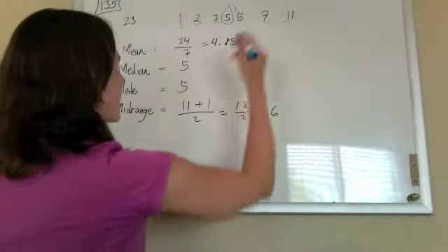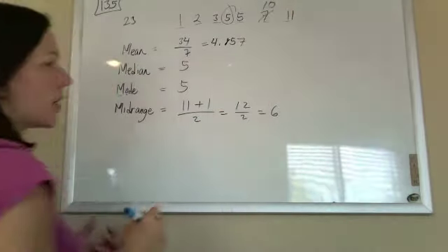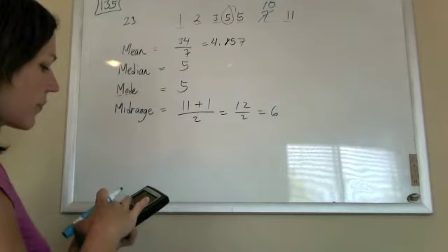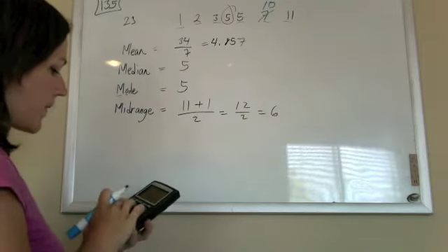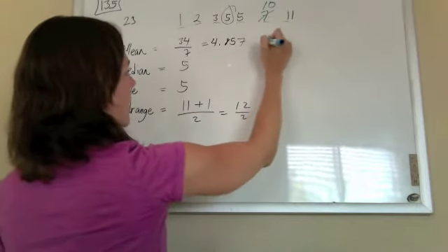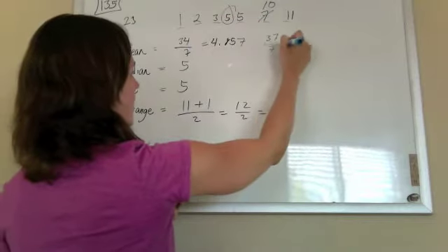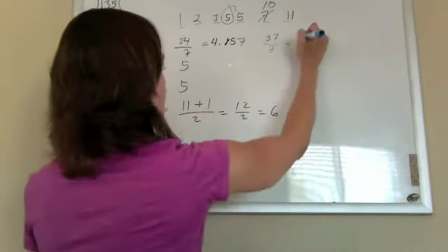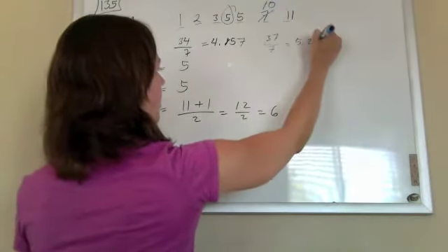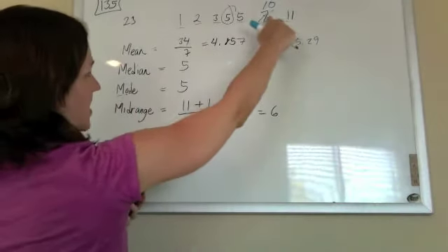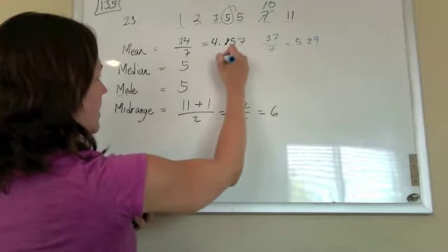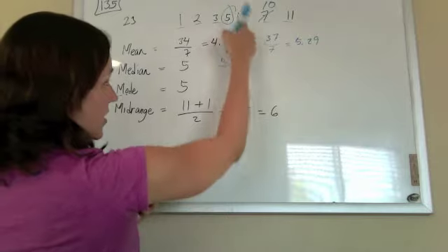So if we change this 7 to a 10 and do it all over again, our mean, if I add them all up, I'm going to get 37 now, and I'm still dividing by 7, so that gives me 5.28, or 5.29 I guess if I round. My median, I can see even though I just changed the 7 to a 10, the 5 is still the middle number, so that stays at 5. The mode is still a 5.